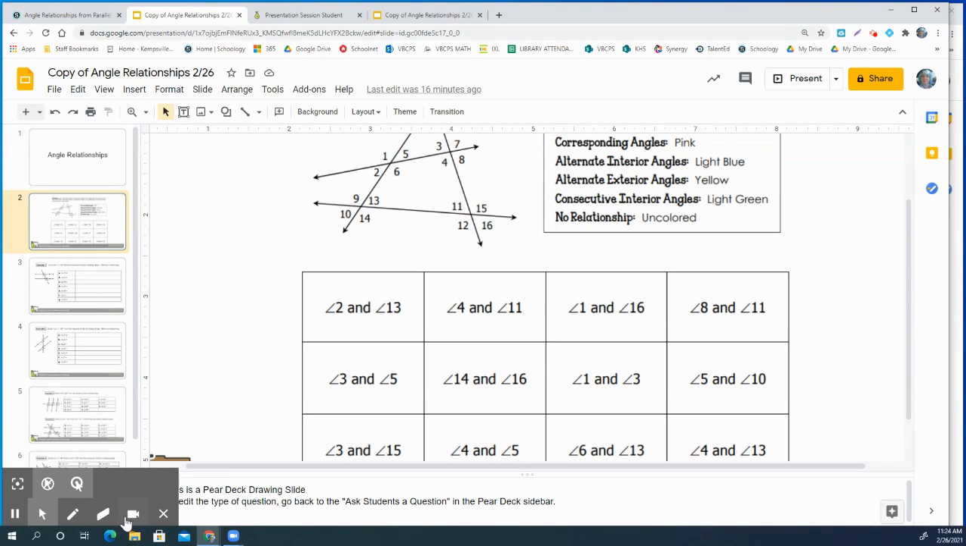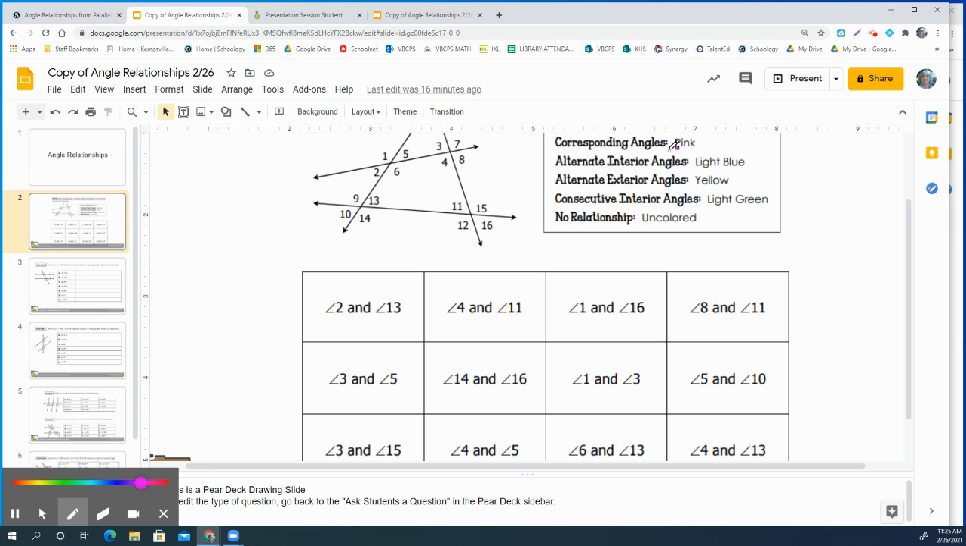And then over here in the classroom, we can just look at the smartboard. All right, so what do we want to start with? Corresponding angles, alternate interior angles, alternate exterior angles, consecutive angles. What's the easiest one to spot? Anybody have a favorite angle relationship yet?